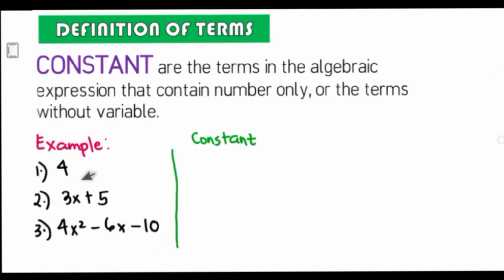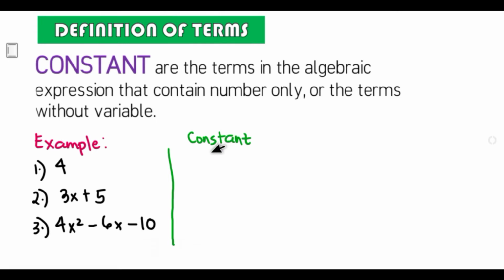So, we have here 3 examples of algebraic expression. So, we have here 4. So, nag-iisa lang yan term na yan, at wala siyang kasamang variable. So siya ay constant. And then here, si 5 lang yung walang kasamang variable. So, constant siya. And then here naman, sa 4x squared minus 6x minus 10, si negative 10 lang yung walang kasamang variable. So, ang constant dyan is negative 10. So, tandaan, pag constant, yan yung term na walang kasamang variable.